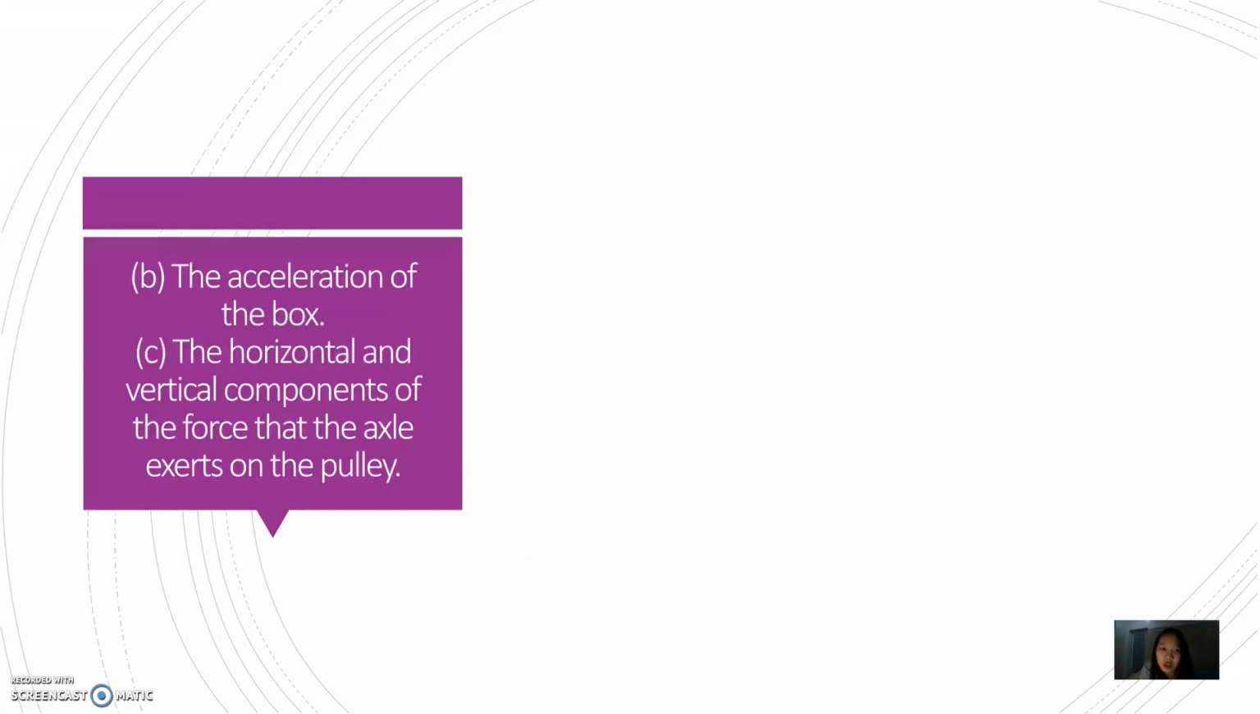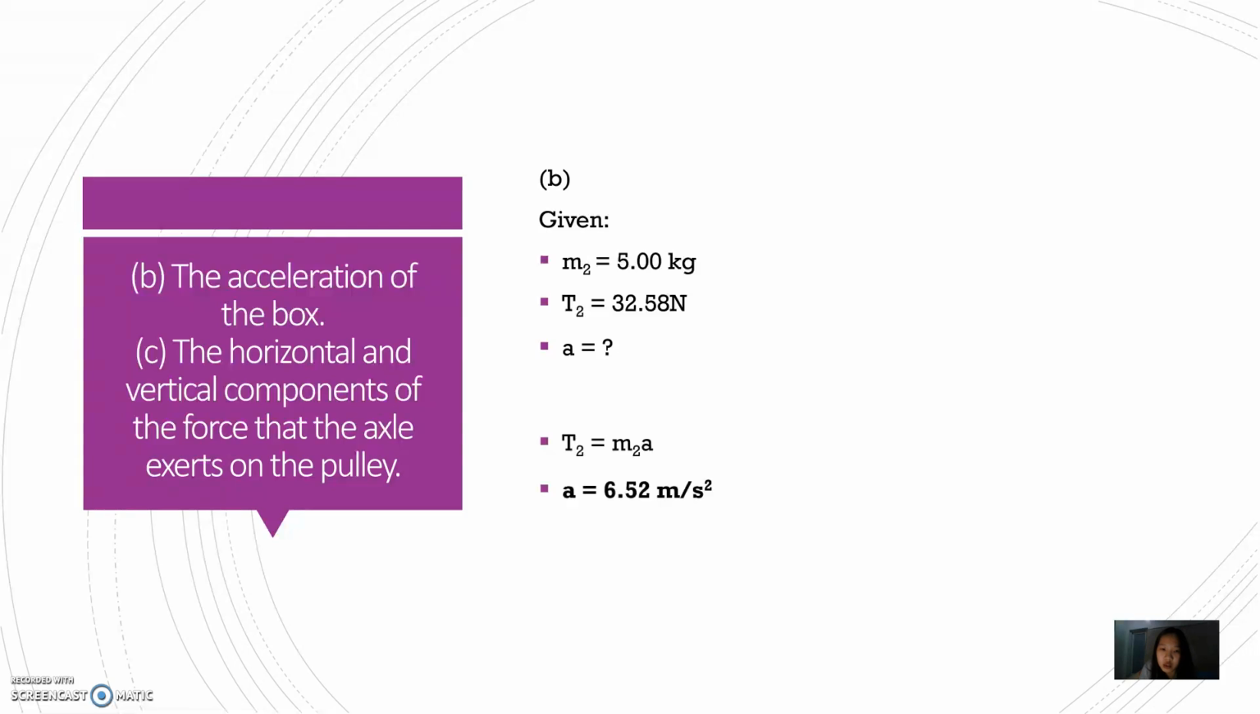B. Acceleration of the box. So you're given mass 2 and T2, and you're looking for its acceleration. T2 equals M2A, and you'll get acceleration of 6.52 meters per second squared.